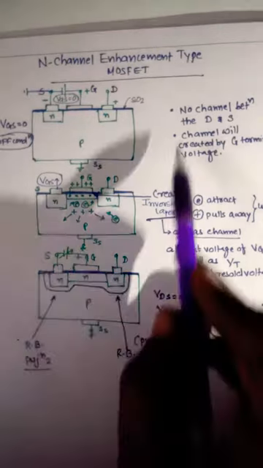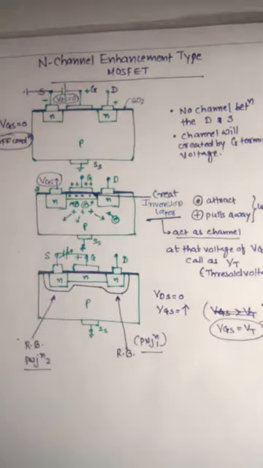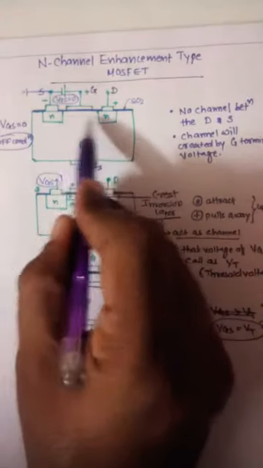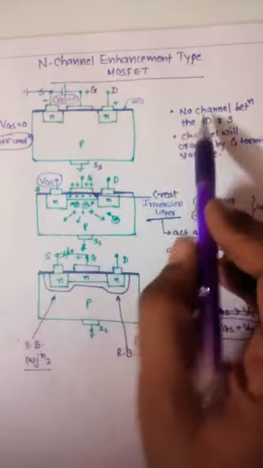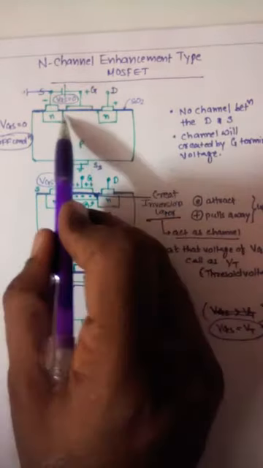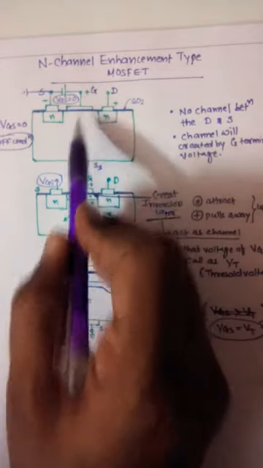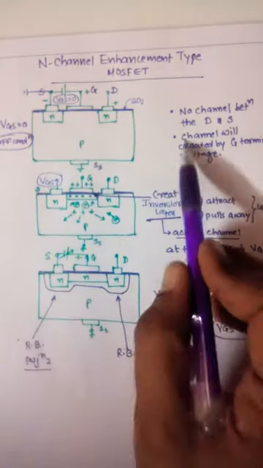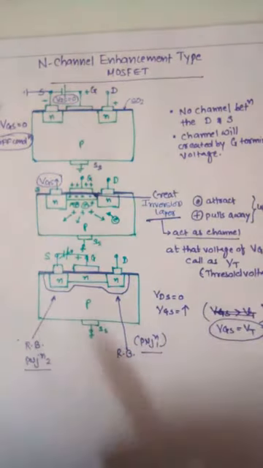Here there is no channel between the drain and source. It means that no channel is available, unlike in the depletion mode. So there is no channel between drain and source. This channel will be created by using the gate terminal. So this is the enhancement of the channel between source and drain, and that's why it's called the enhancement mode type of MOSFET.